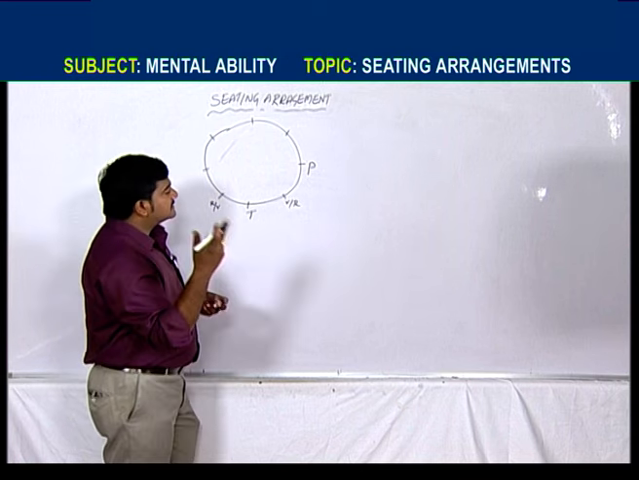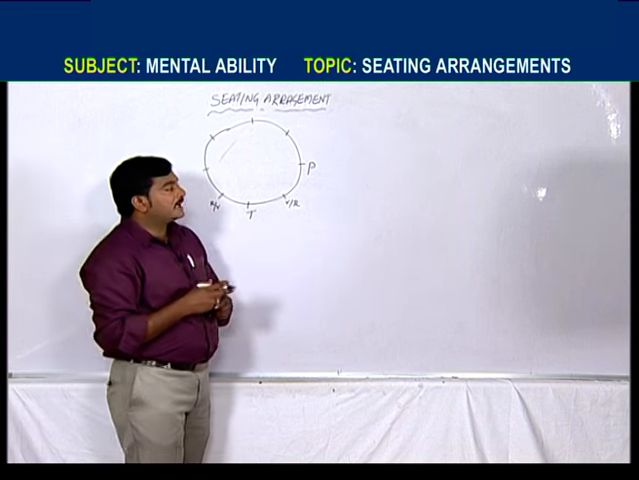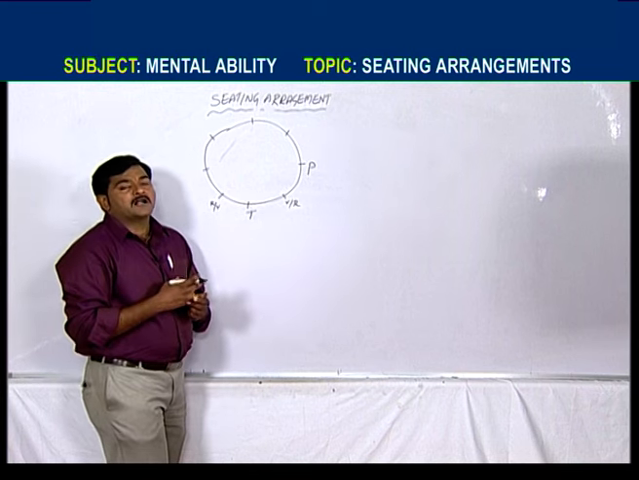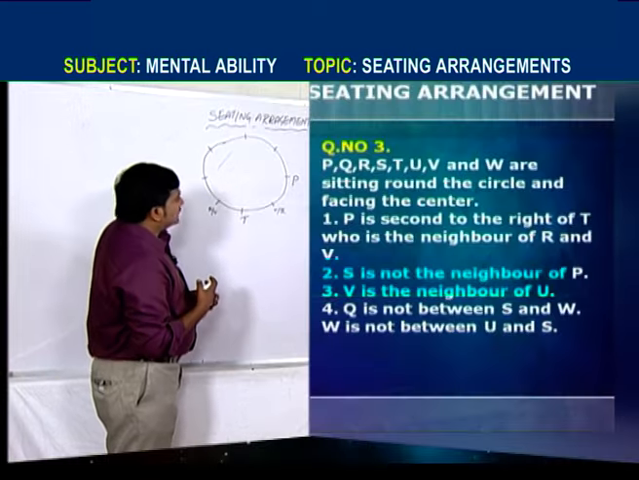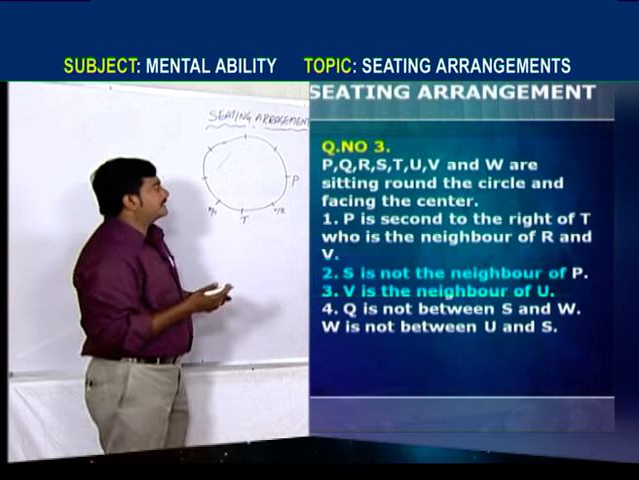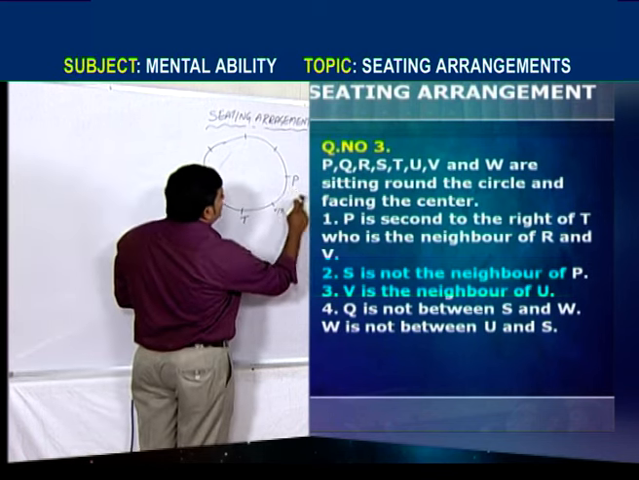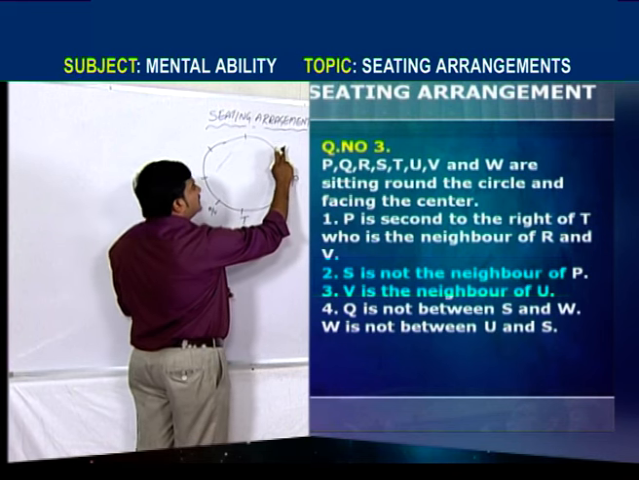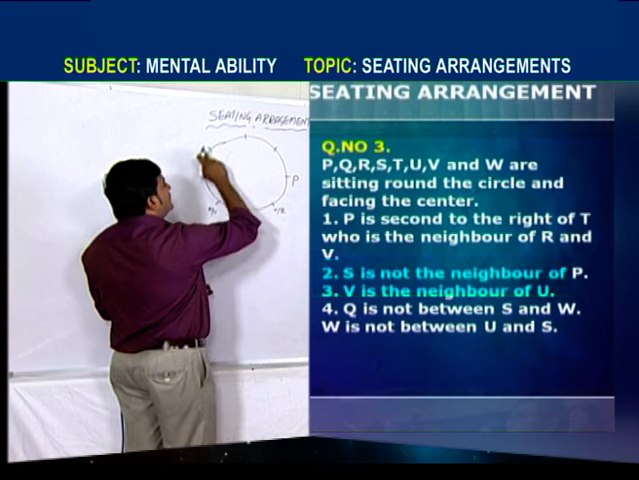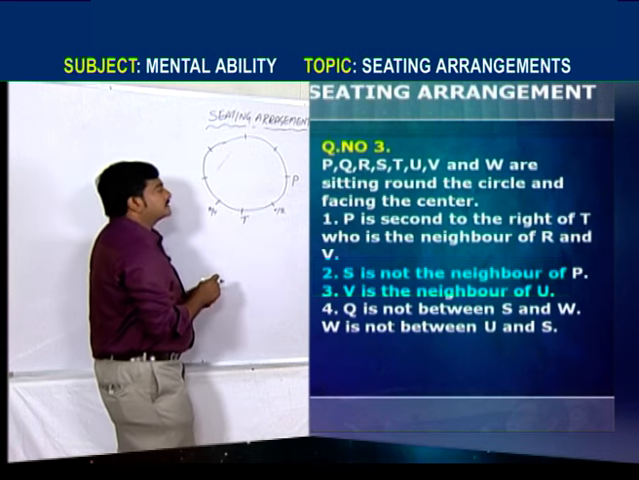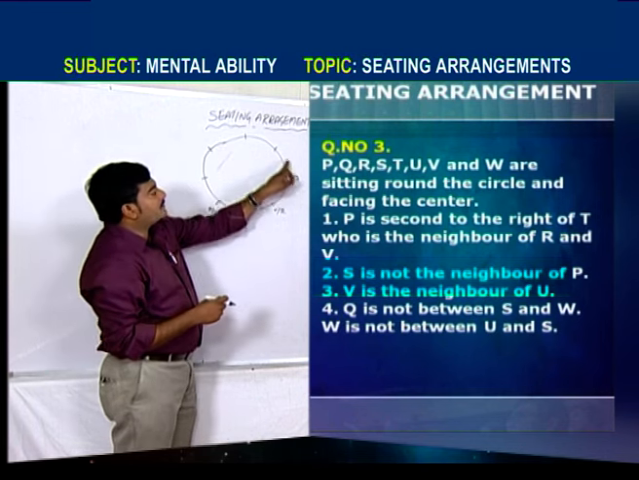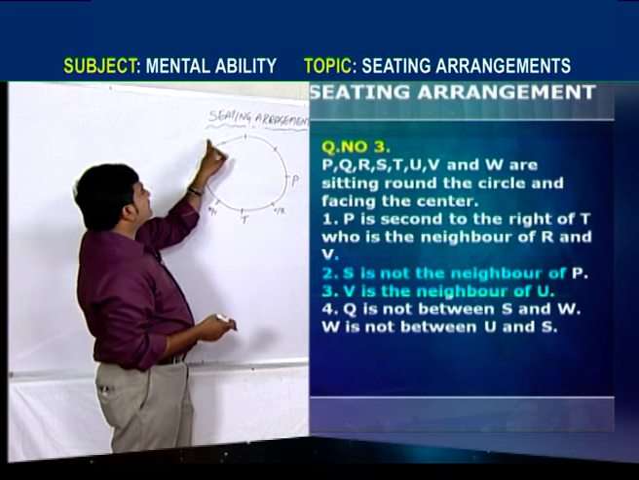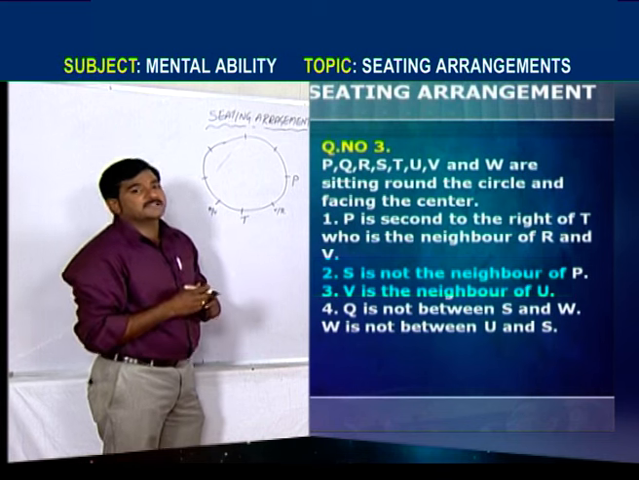Now we will discuss some other conditions. Condition number 2. What is the given condition here? S is not the neighbor of P. One thing is clear: S should not be placed next to P. You may get S here or here, no issue, but S is not the neighbor of P. So S has 3 other positions.